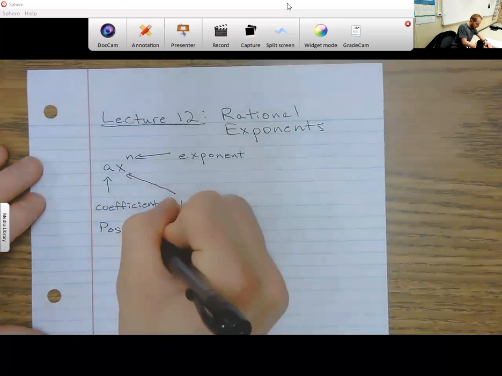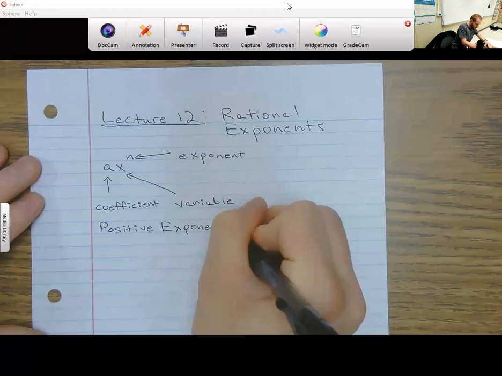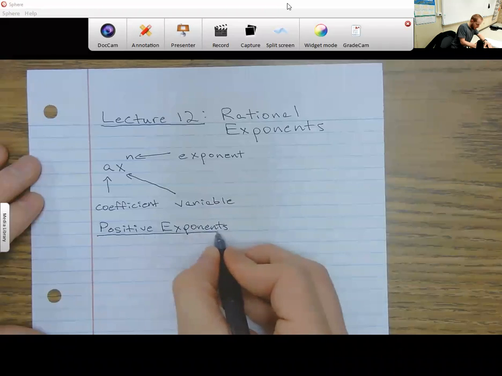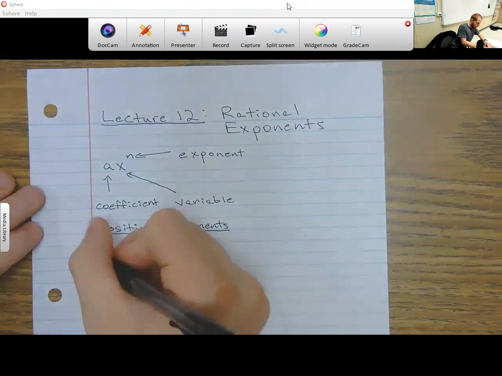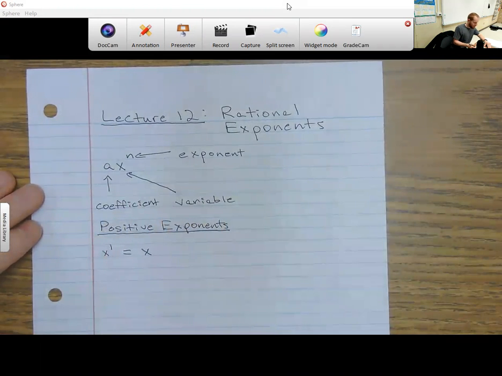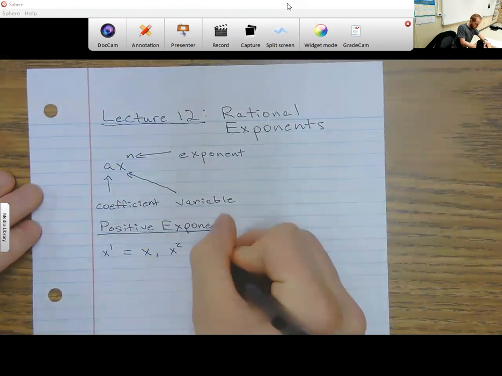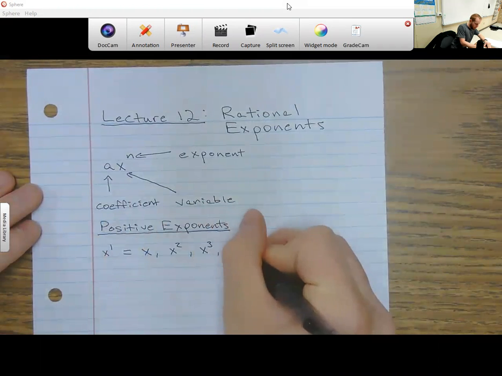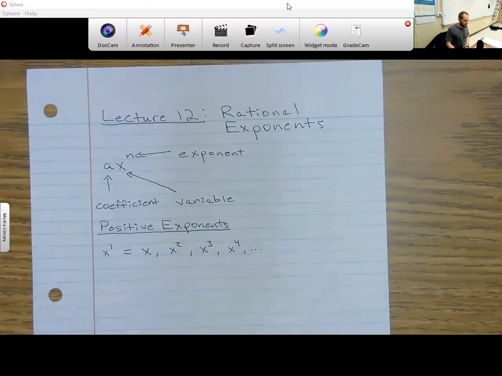Okay, let's talk about positive exponents. All right, so when we have positive exponents, I'm talking about positive whole numbers, like 1, 2, 3, 4, 5, etc. So the first one is x to the 1. I can also write that as x. We also have x squared, x cubed, x to the 4th power, and so on. So those are the positive exponents.